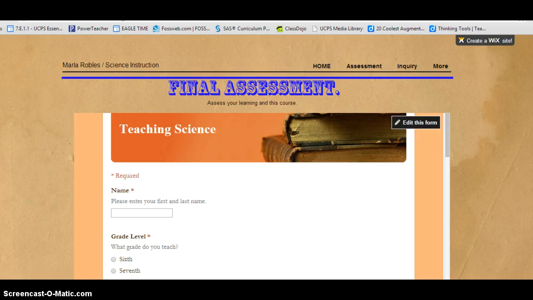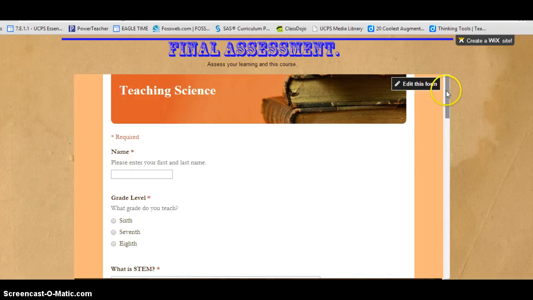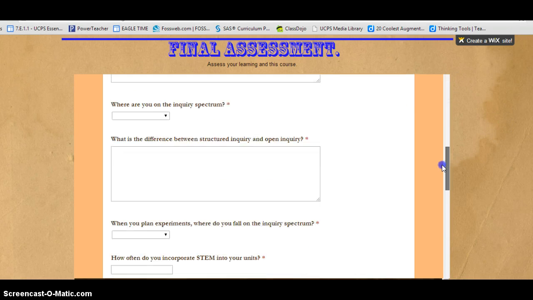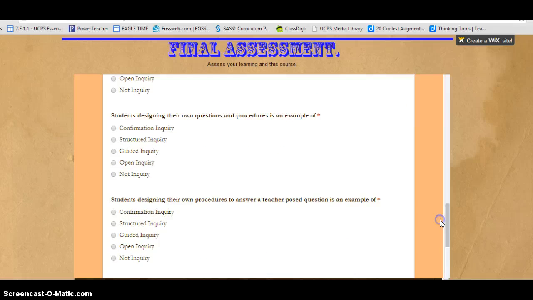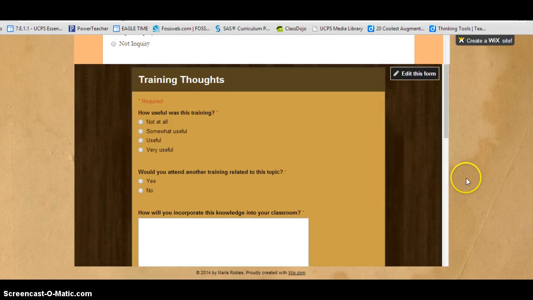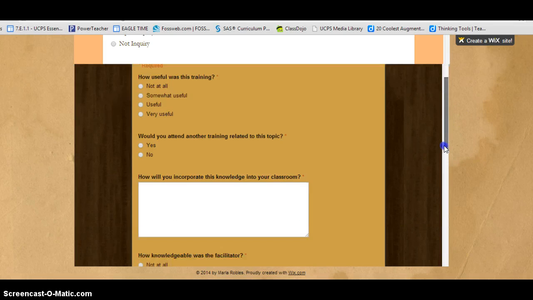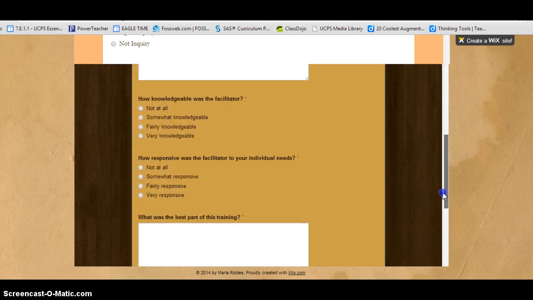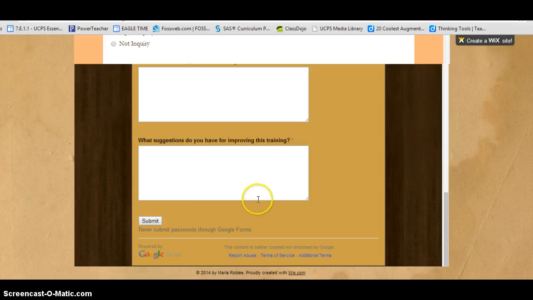After looking at the lessons that we had and editing the lessons to be more open inquiry and to include more items in STEM, we filled out this same form again that we used at the beginning of the course so that we could see where we are now. And then we filled out what we always call a smile sheet, where they actually talk about their training and what was beneficial and what was not beneficial about their training.